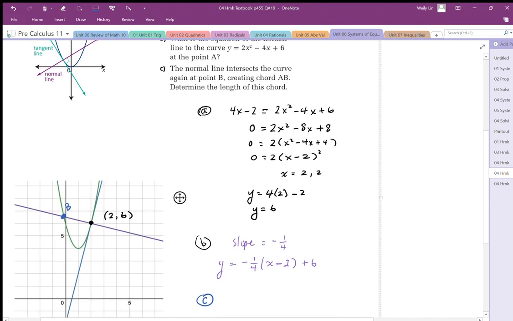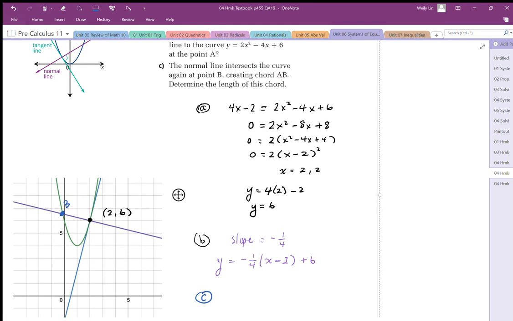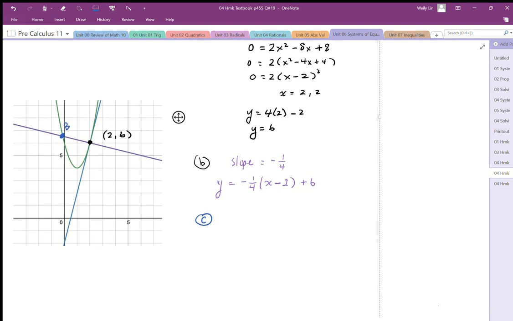Part C of this problem asks for two things. We want to find the intersection point B, where the parabola and the normal line meet, and then we want to find the length of this chord. So the first part, finding the intersection, we're going to make the normal line equal to the parabola. So 2x squared minus 4x plus 6.